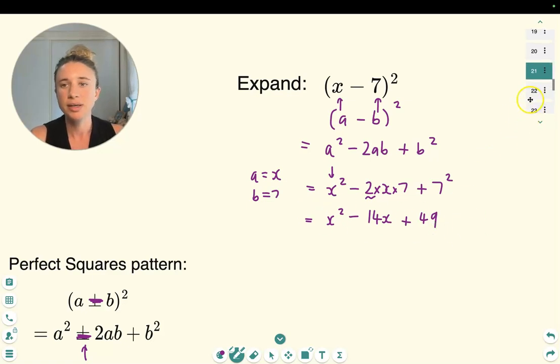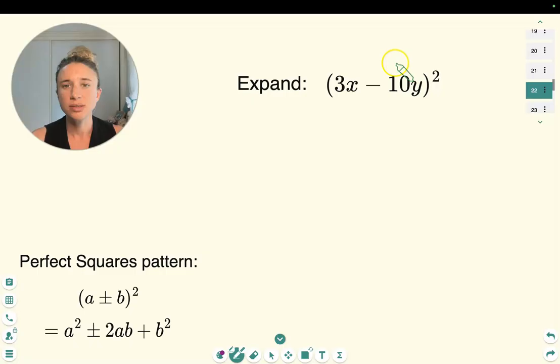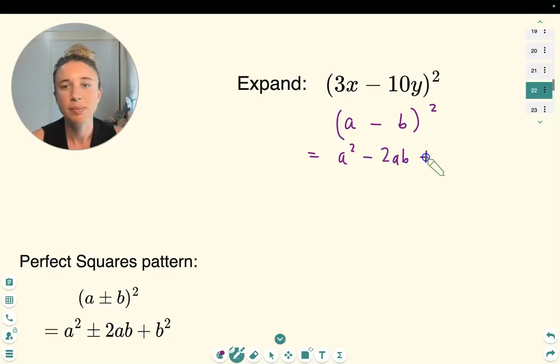So that's expanded. And now this final one, a bit more of a difficult one, but it's all right. So we know that it's a special binomial product. It aligns with this perfect squares pattern. So we're going to write a take b squared, and that expands to a squared take 2ab plus b squared. There's a subtraction sign in between those first two terms, okay? Now we are just going to align it. So this time a is 3x, b is 10y.